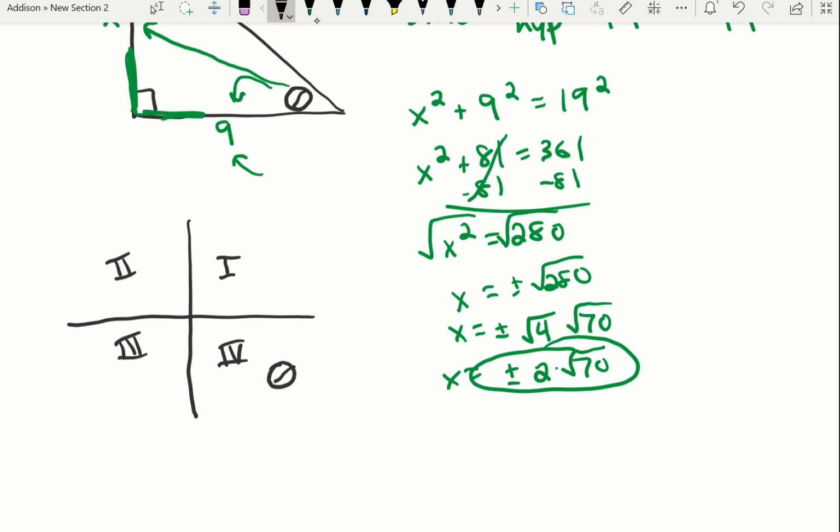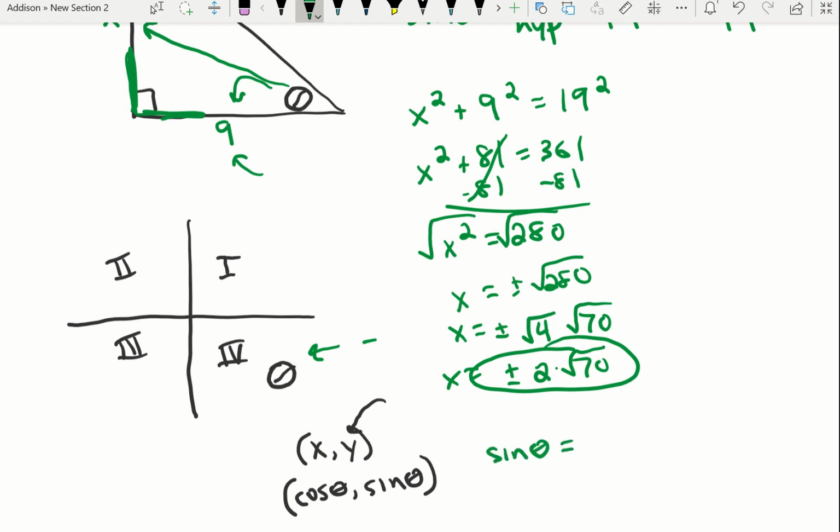And remember, when we have a point x comma y, we can match up cosine of theta comma sine of theta. So it looks like sine is always going to be paired with the y value. And we know that all the y values in this quadrant down here are going to be negative. So sine of theta is going to be equal to negative 2 times the square root of 70, all over 19. And this is going to be our final answer.